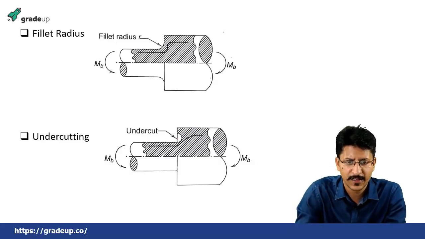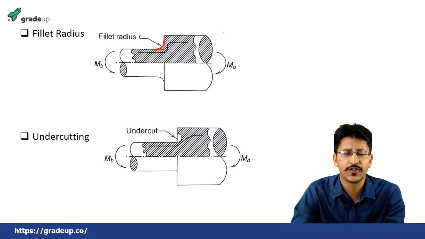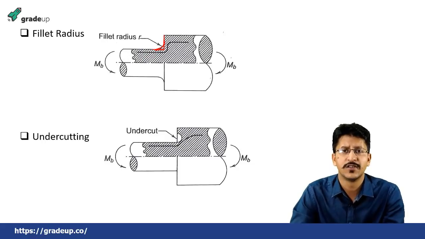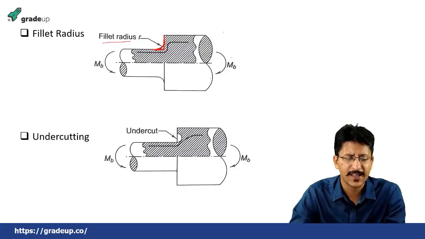This is the fillet radius. Earlier it was something like this, a straight line. But now we have made this kind of radius here. This is known as a fillet radius. Due to this, the stress concentration lines do not change direction abruptly, and the stress concentration effects are minimized.